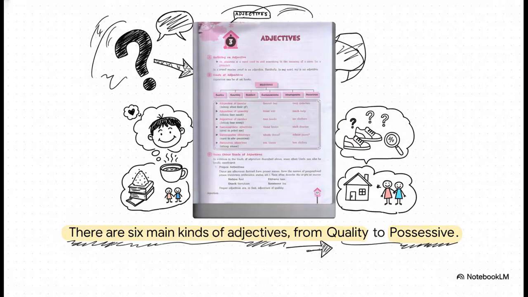Simple, right? This chart here gives us a really nice summary of the main kinds of adjectives. Let's quickly go through them. First up, we have adjectives of quality. They answer the question, what kind? For example, an honest boy. Next, adjectives of quantity, which tell us how much, like some salt. Then we have adjectives of number, which answer how many, like two hands. Demonstrative adjectives, like these or that, are used to point things out. Interrogative adjectives, like which, are used to ask questions. And finally, possessive adjectives show who something belongs to, like our house.